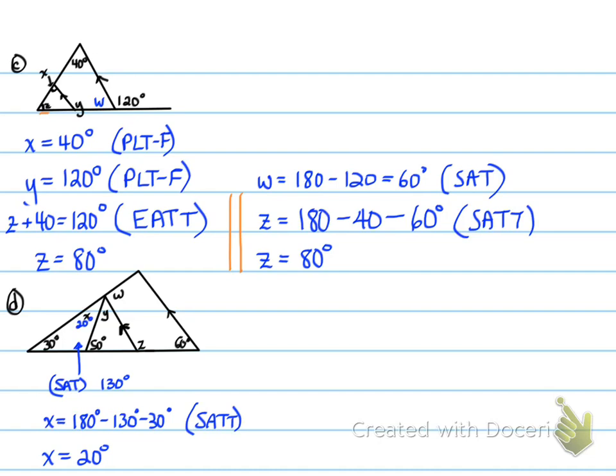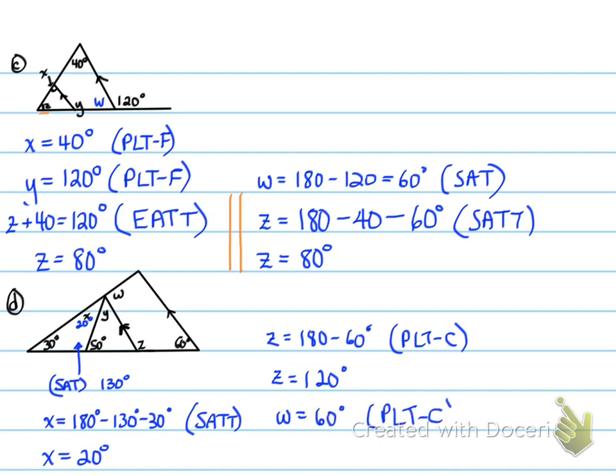Well, using the PLTC, we should be able to figure out what Z is. Z will equal 180 minus 60, and that will give us PLT. Using PLT, parallel line theorem C pattern, we should be able to figure out that Z is 120 degrees. Because Z is 120 degrees, we're also able to figure out what W is. W will be 60 degrees based on PLTC as well.